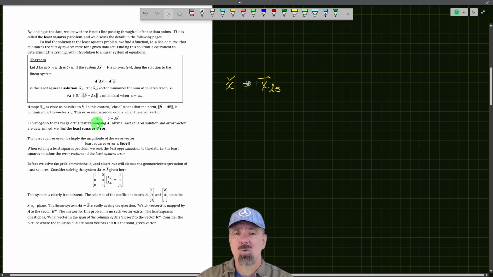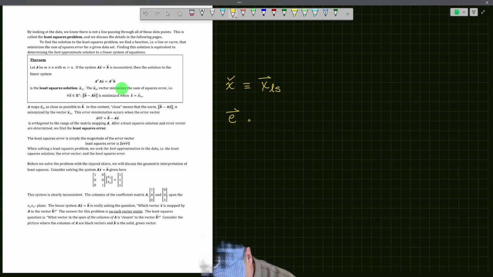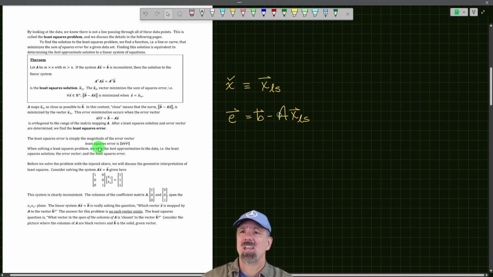So this is what we're trying to do. The error vector, which we already know about, is the difference between our approximation and B. And so this really should be an X least squares here, right? The error vector, which Strang calls the E vector, and I'm okay with that, is B minus A X least squares, or the X chevron, if you will. And this is the thing that we are trying to minimize. When we minimize this vector's magnitude, then we have found the correct solution.